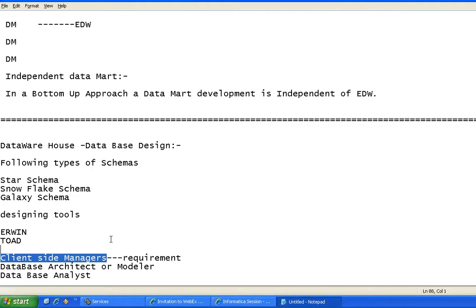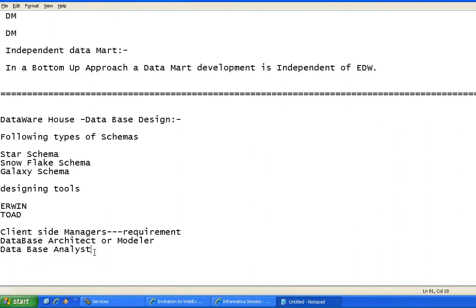After gathering all the requirements, the business analyst, data modeler or database analyst will prepare some documents and give us the requirement the client and business manager wants. Then the database architect will start designing the warehouse. The warehouse can be any of these three: a star schema, a Snowflake schema, or a Galaxy schema.